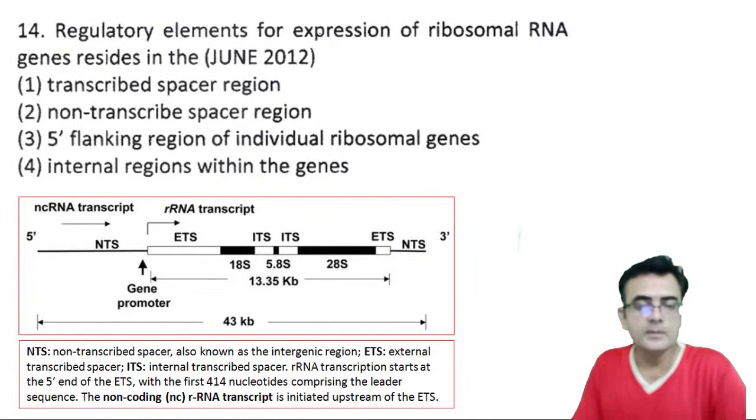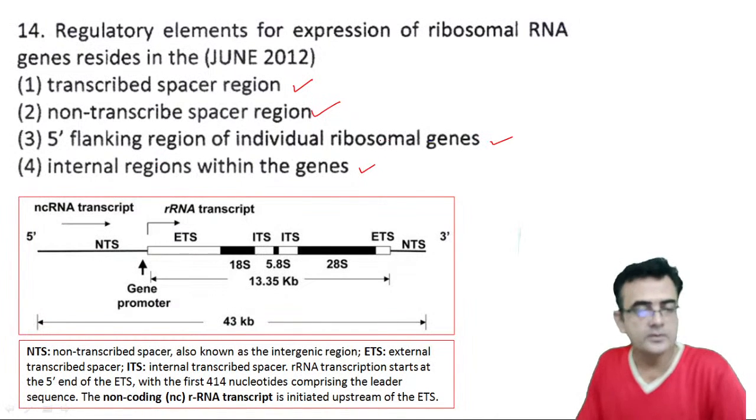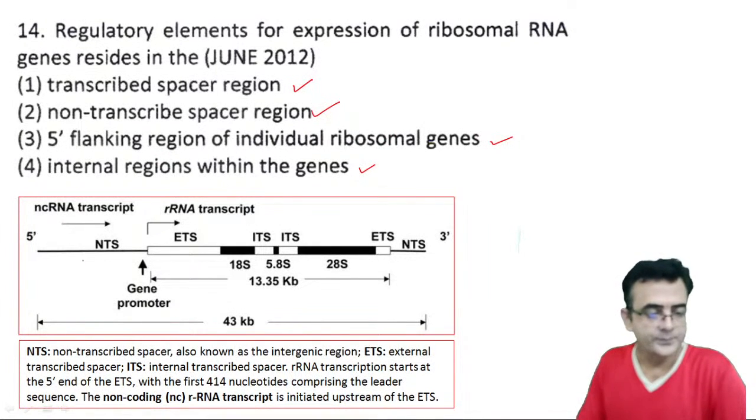The regulatory elements of expression of ribosomal RNA gene resides in the, okay, the choices are transcribed spacer region, non-transcribed spacer region, 5' flanking region of the individual ribosomes, and internal region of the genes. So first of all we try to understand these terminologies actually. See, this is the gene for the rRNA. Suppose this is 18S rRNA, this is 5.8S, this is 28S rRNA, right?